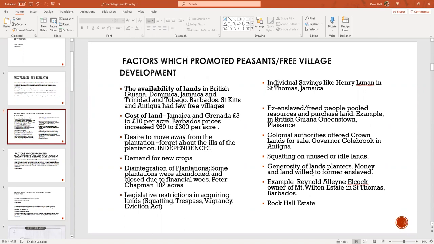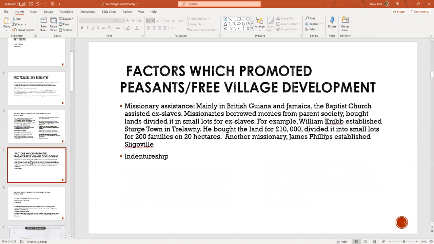And in some areas, like in Barbados, the planters gave the former enslaved people money, and instead of using the money and doing all types of foolishness with it, they kept that money together and bought plantations. One example is that the former enslaved people bought a plantation by the name of Rock Hall Estate. Now, to you now, most of you have been talking about missionaries.